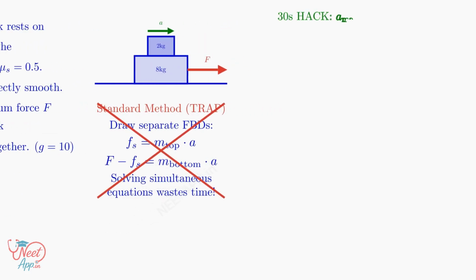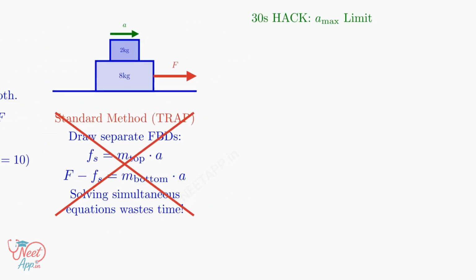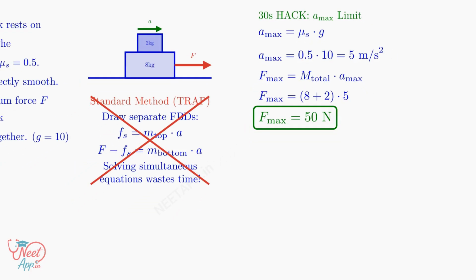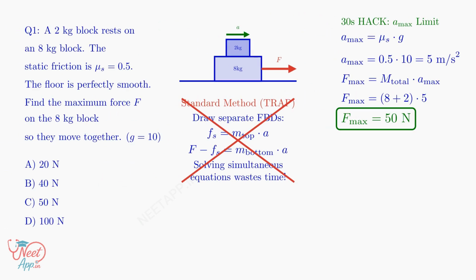Here is your 30-second a-max limit hack. The maximum shared acceleration is strictly dictated by the top block slipping limit, mu s times g. Acceleration max is simply 0.5 times 10, which is 5 meters per second squared. Now treat both blocks as one system. Total force is total mass 10 times 5. That instantly gives us 50 newtons. Option C is our correct answer. Just find the top block's max acceleration and multiply by the total mass.